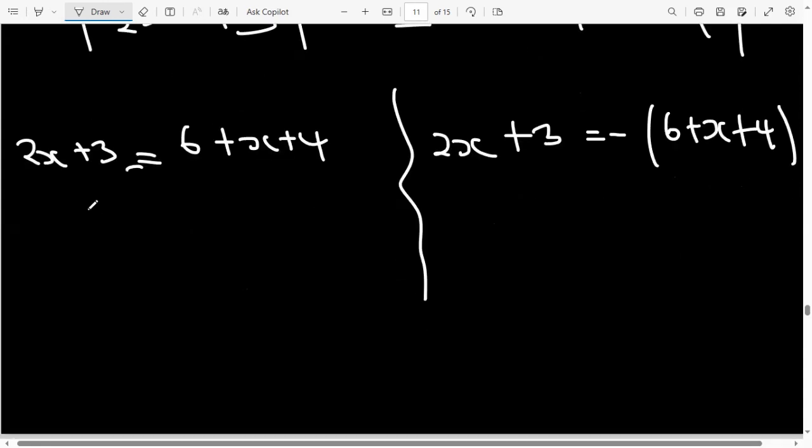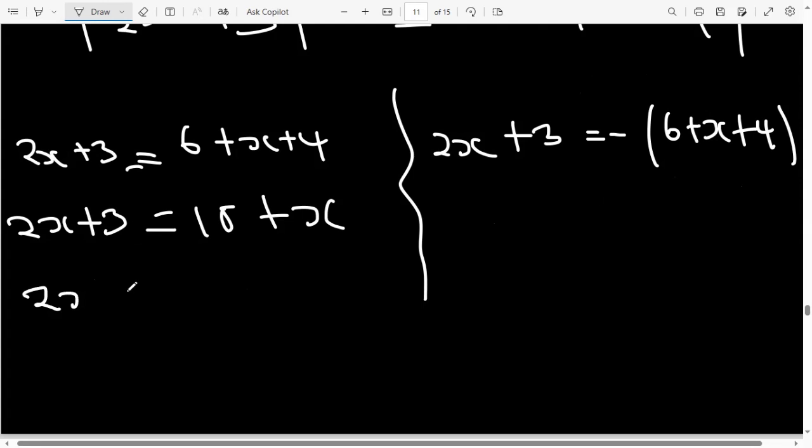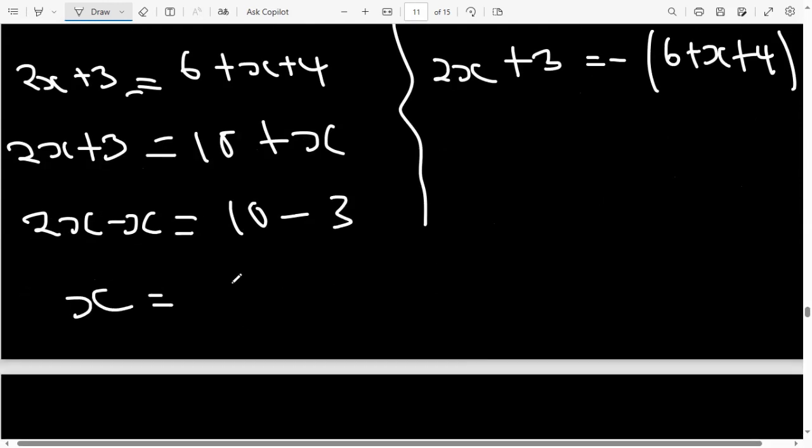Okay, so let's solve now. So this will be 2x plus 3 is equals to 10 plus x. Like terms together, we're going to have 2x minus x is equals to 10 minus 3. So this will be x is equals to 7.